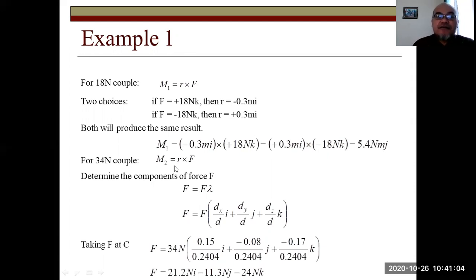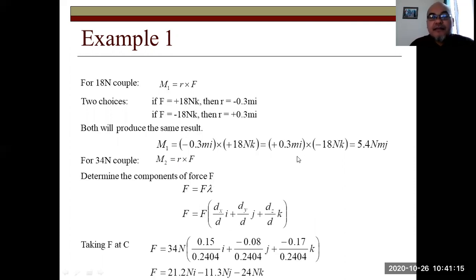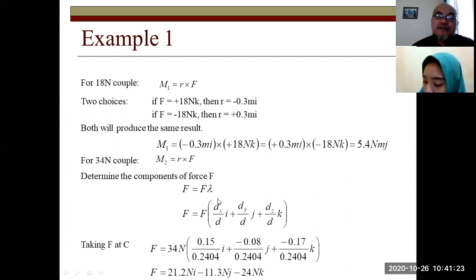Then for the 34 Newton couple, M2 equals R cross F, where R is between the two forces and F is 34 Newton. First we determine the components of the force F. We look for the lambda first, the unit vector along the axis of the force. So F equals F times dx divided by d i plus dy divided by d j plus dz divided by d k. The value of F is 34 Newton.